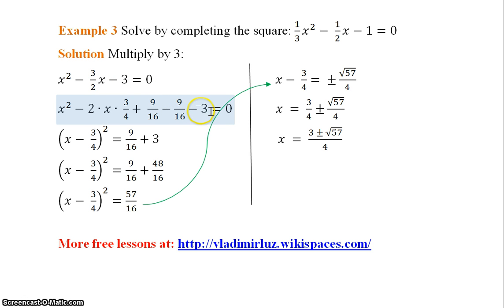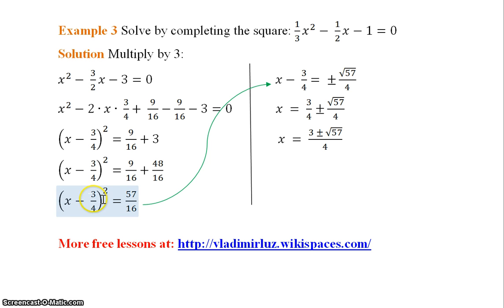And copy −3. The first three terms, x² − 2·x·3/4 + 9/16, is a formula, square of difference. We can factor this quadratic trinomial as square of difference of x and 3/4. −9/16 and −3, we move to the right side with pluses. Then we add 9/16 and 3. 3 is 48/16, 9 plus 48 is 57.